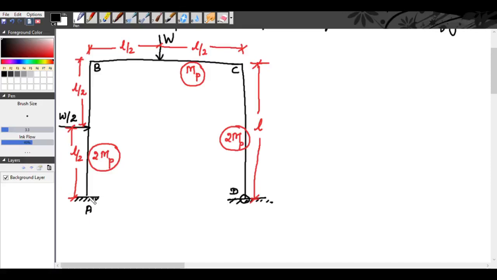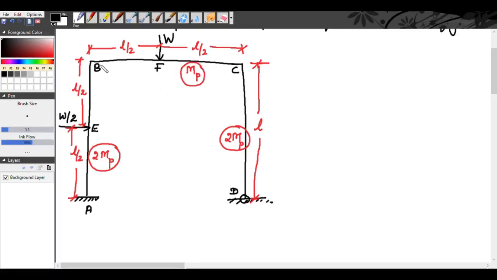Now, let us assume this point is E and this is F. So, here we have three spans AB, BC, CD. AB and CD are columns and BC is beam. All the three spans are of equal length L. In the span AB, you have a concentrated load of W by 2 acting at E at the midspan of AB. In the span BC, you have a concentrated load W acting at the midspan at F. And the plastic moments are, for the columns AB and CD, 2 MP. And for the beam BC, it is given as MP.